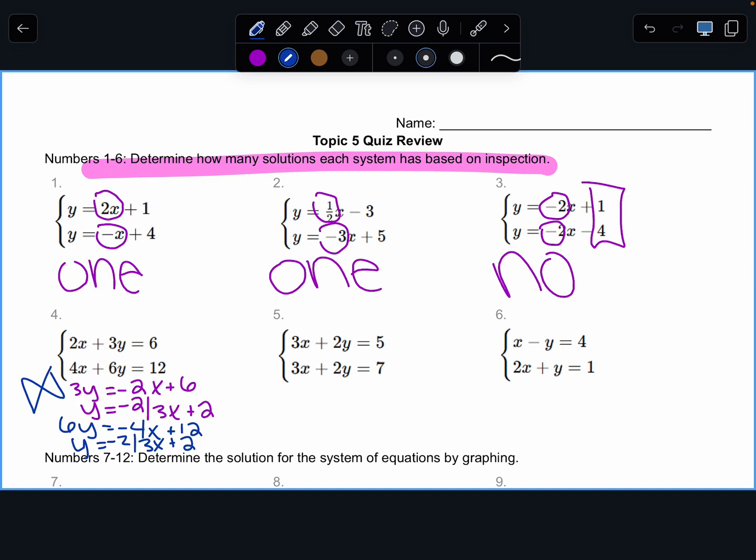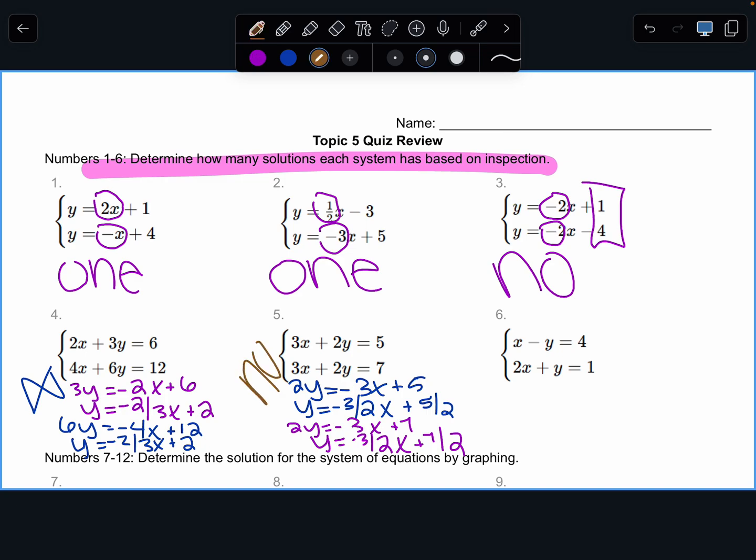Number 5, same thing, you need to solve. 2y equals -3x plus 5. Y equals -3/2x plus 5/2. And 2y equals -3x plus 7. And y equals -3/2x plus 7/2. These ones have the same slope, but different y-intercepts, so this will be a no solution.